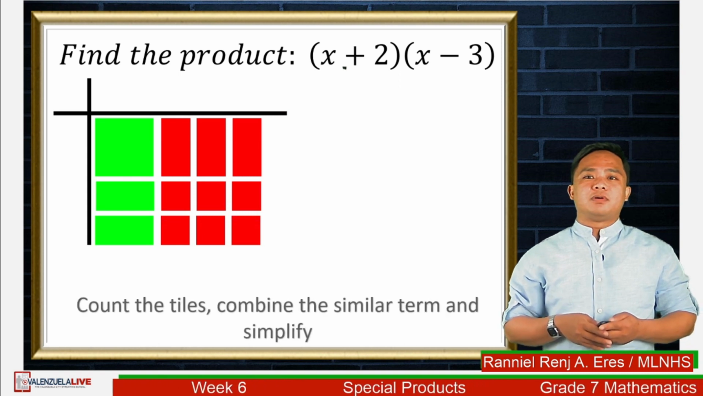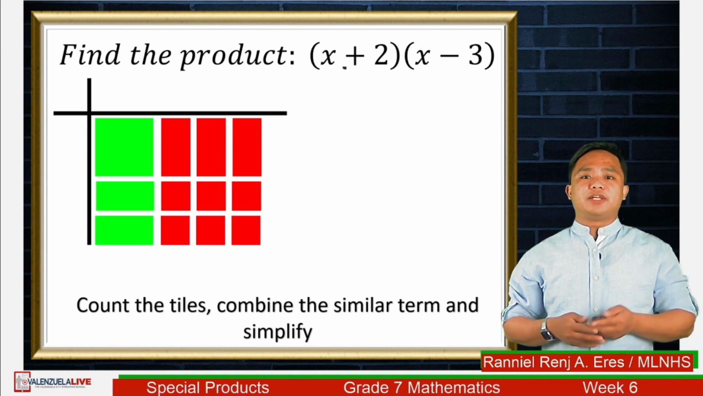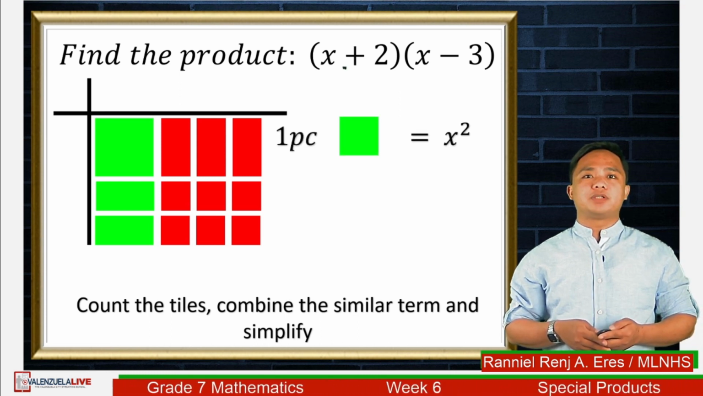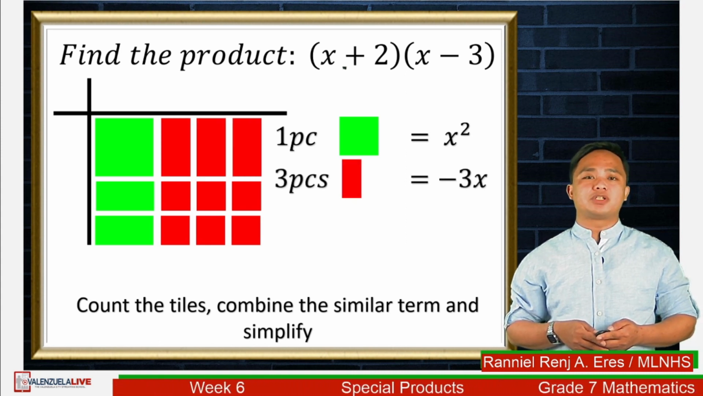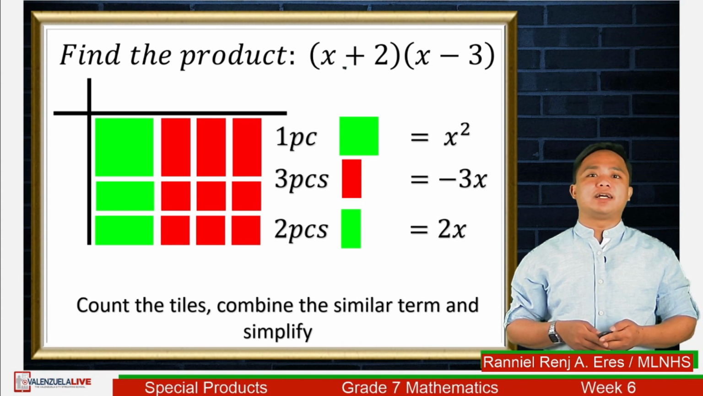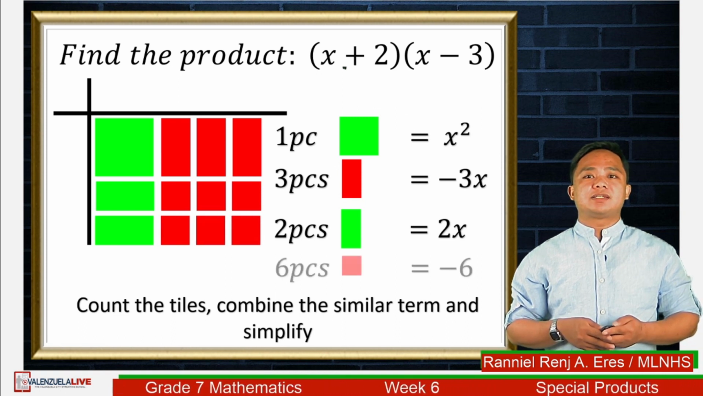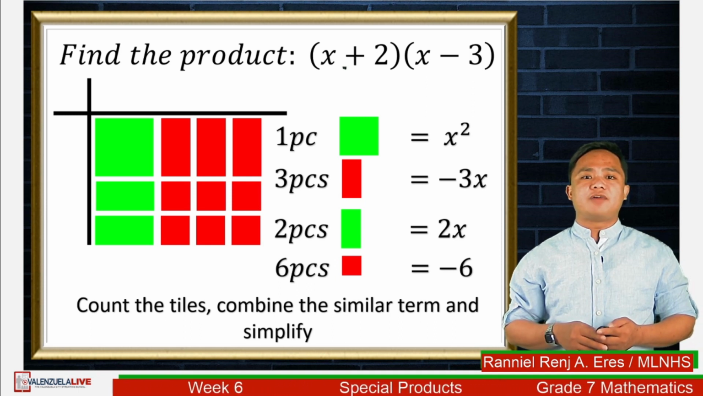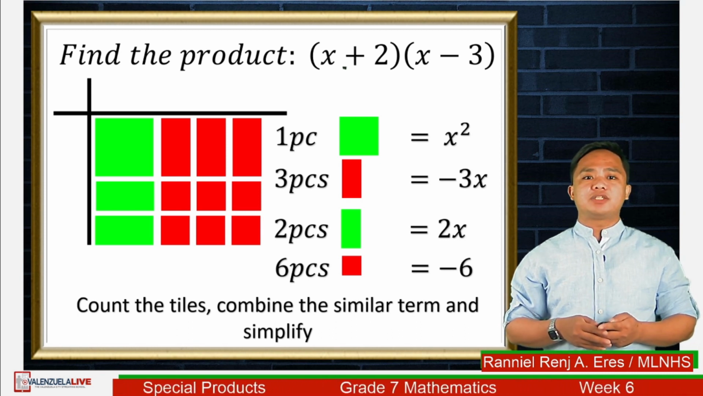Okay, so for our last step, we will count the tiles after we have multiplied each factor. So we have one piece of green big square, which is x squared. We have three pieces of red rectangle tile, which is negative 3x. We have two pieces of green rectangle tile, which is 2x. And we have 6 red small square, which represents negative x. Observe that our answer this time has two colors of x tile, which is red tile and green tile. It means we need to simplify it.